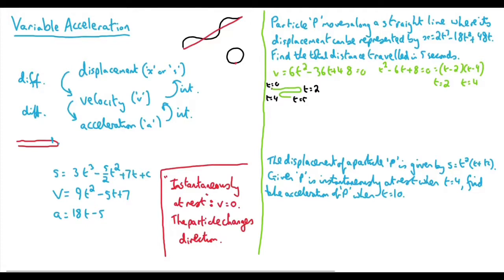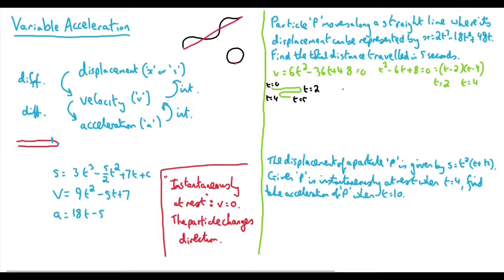Because of this, we have 3 sections of this journey. We've got between 0 and 2, between 2 and 4, and between 4 and 5. If we were just to do the displacement between 0 and 5, we wouldn't be accounting for this middle bit here, because it would appear as a minus because you're going in the opposite direction, so you'd be taking away from your distance rather than adding on to it.